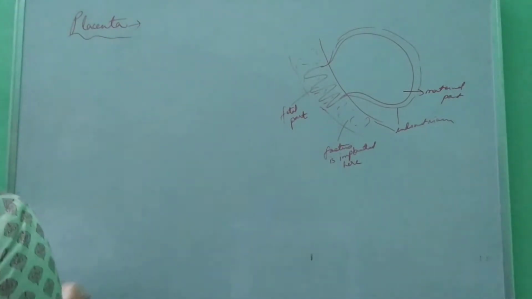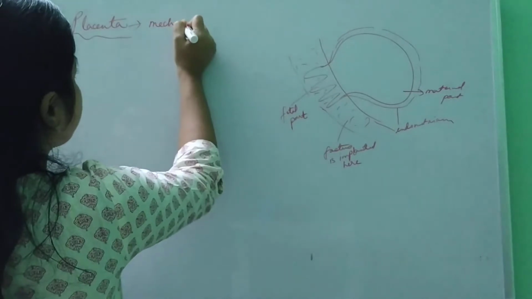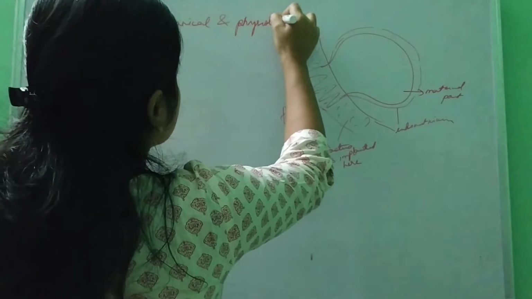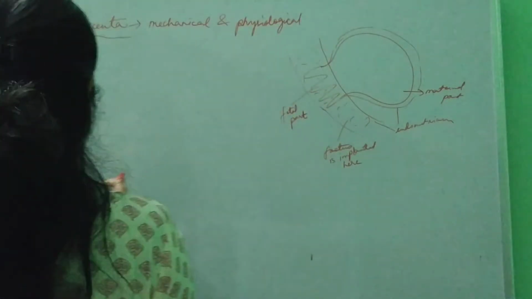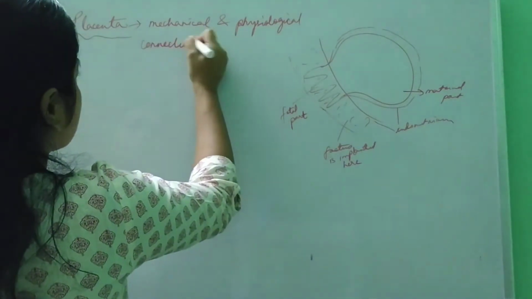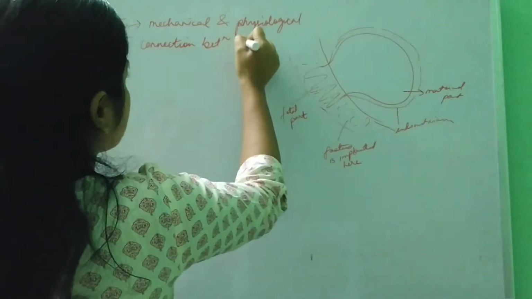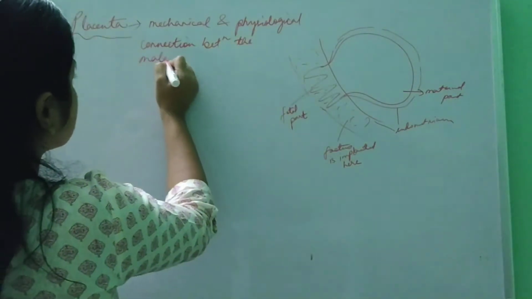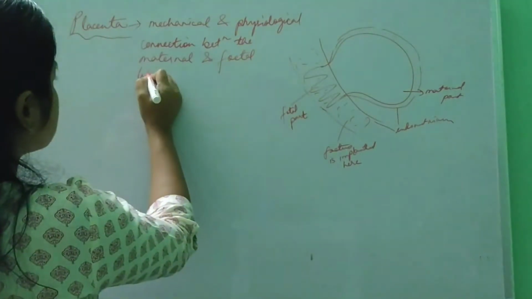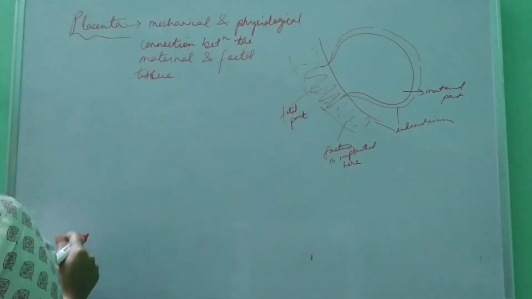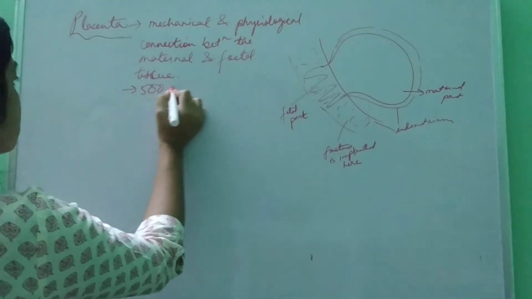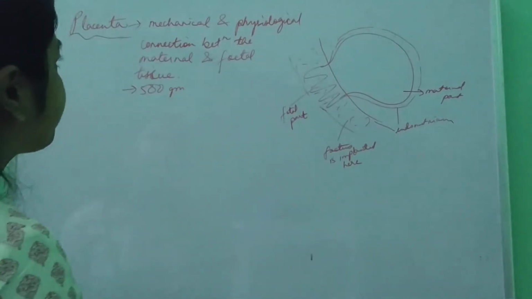Placenta is the mechanical and physiological connection between the maternal and fetal tissue. Okay, and the weight will be around 500 gram.